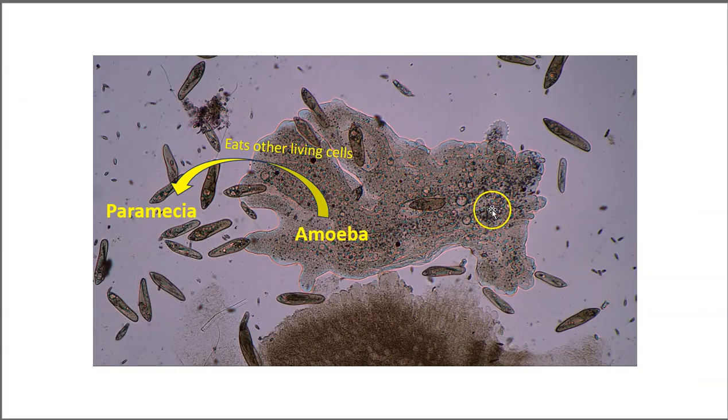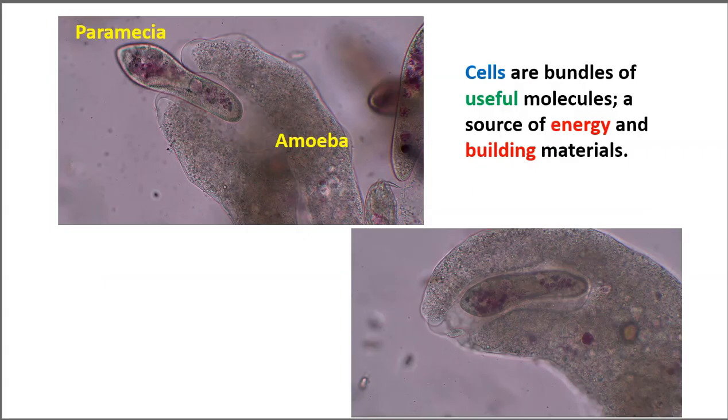In the case of larger cells like an amoeba, it's a predatory cell, so it gets its building materials and energy by eating other living cells. So big cell eating the little cell. In fact, the paramecium eats bacteria. So paramecium are bigger than bacteria. Paramecium eat bacteria for lunch.